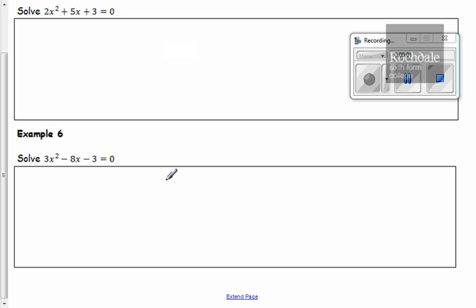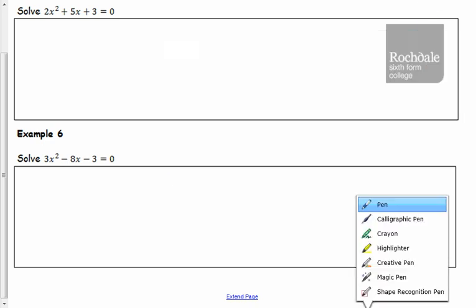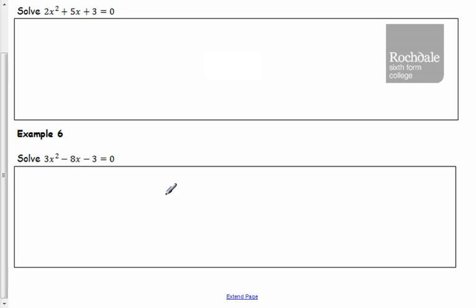Everyone, Quadratics Example 6. This is similar to Example 5 in that we have a quadratic equation and the coefficient of x squared is not 1, it's in this case 3. Again, that just makes the factorising a bit trickier. Now you might be able to look at that and factorise it straight away. Hopefully you can. If you can't, then you need a method to fall back on. Similar to Example 5, I'm going to use the partition method.